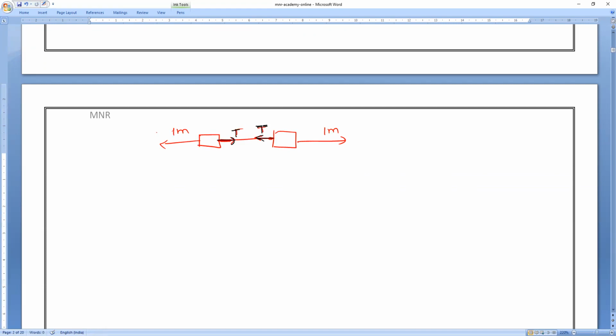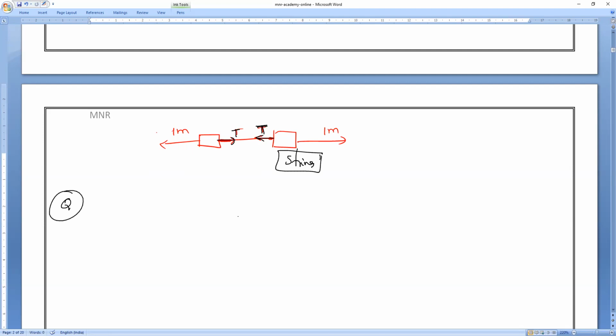Am I right or wrong, everybody? Yes or no? Equal. Yes, tension will be equal in the string. So if you consider a string in place of a spring, and let us solve this question, you will all understand now.